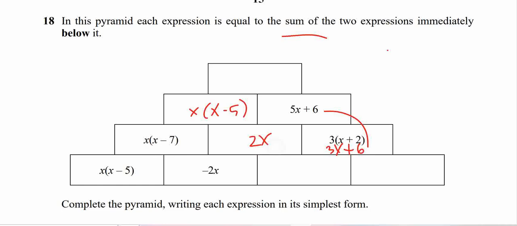So now this is x squared minus 5x plus 5x plus 6. So minus 5x cancels out with 5x. So we have x squared plus 6 at the top. That's it. Next.